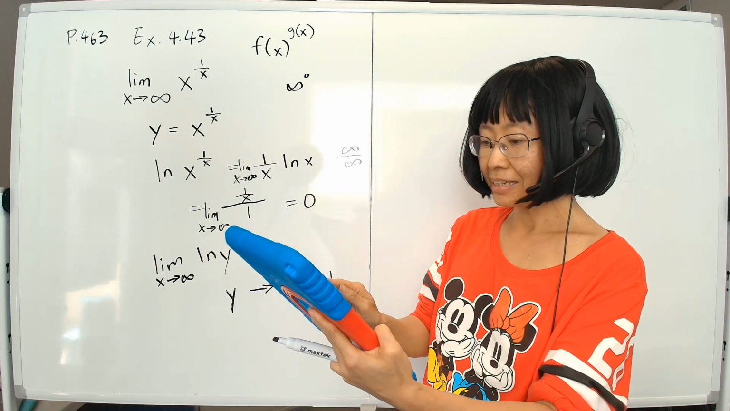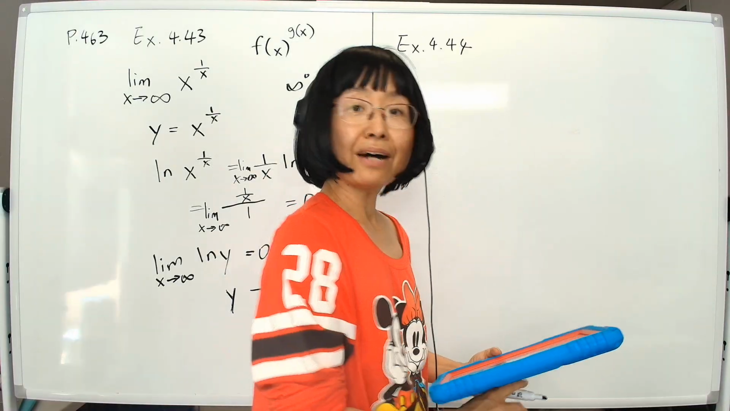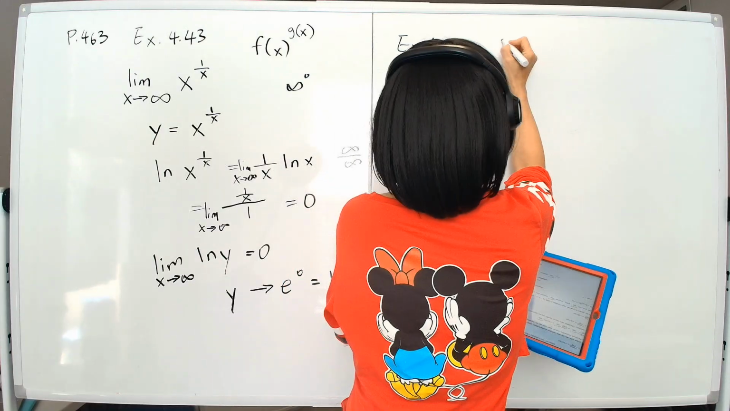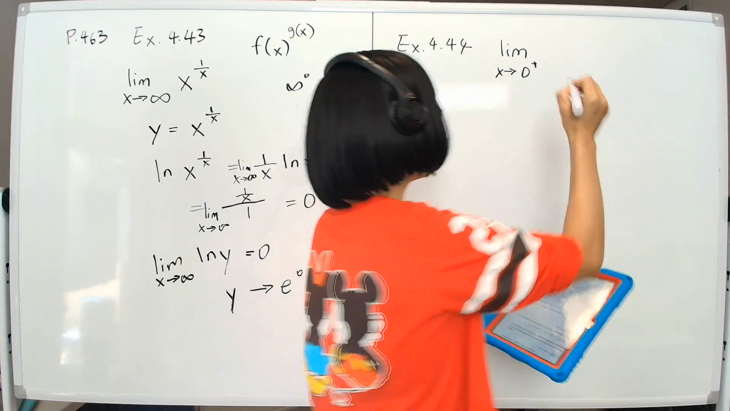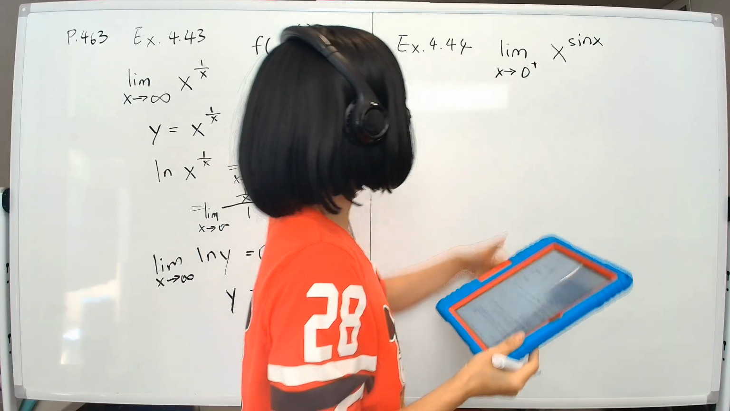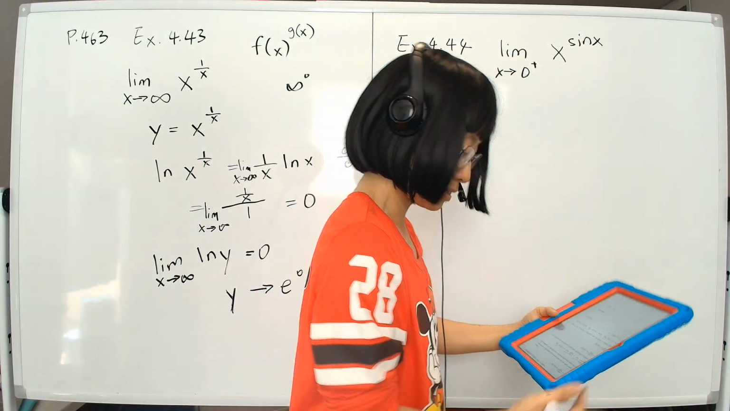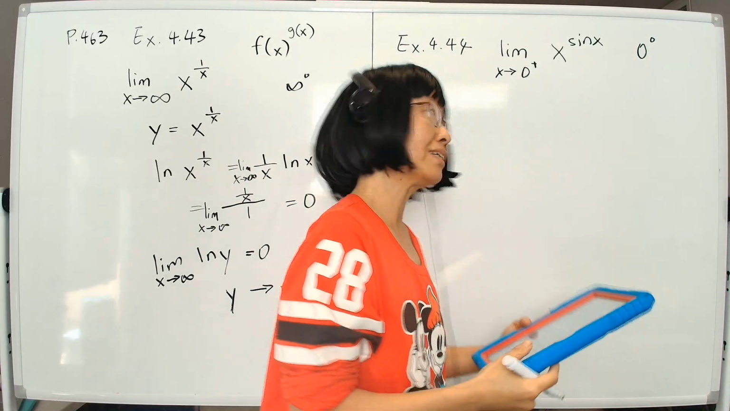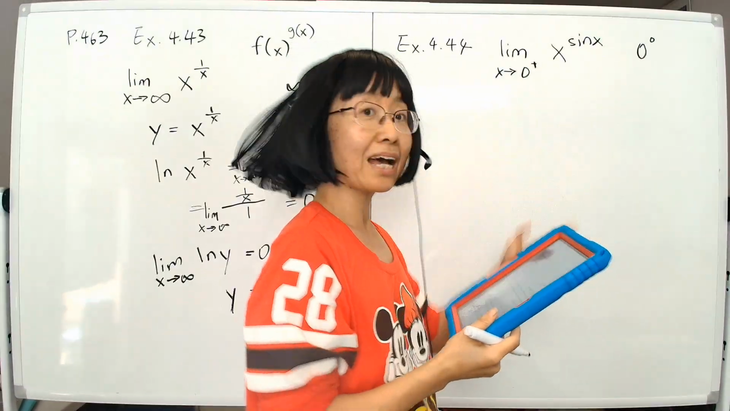All right, so next, let's look at example 4.44. Example 4.44 says we need to find the limit as x approaches 0 from the plus side of x to the power sine of x. As x goes to 0, x is 0 and sine of x is also 0, so you're getting a 0 to the power 0 situation. What is 0 to the power 0? Nobody knows. It's not defined. So we're kind of in a bind here.